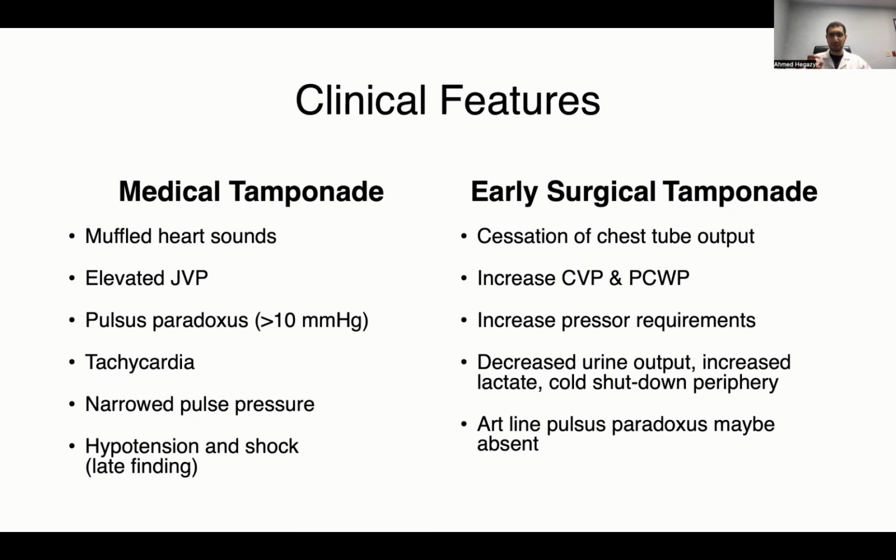And so with that, as they develop a blood clot in the pericardium, this can sometimes give you a regional tamponade and compress a certain chamber of the heart. You'll start seeing an increase in CVP, right atrial filling pressure, and left atrial filling pressure manifested as an increase in pulmonary capillary wedge pressure. You'll see an increase in pressor requirements in these patients. They'll start developing shock, like low urine output, increased lactate, cold shutdown periphery. However, the art-line pulsus paradoxus may or may not be present. You may not see it because these patients are usually on positive pressure ventilation in the fresh post-op period.